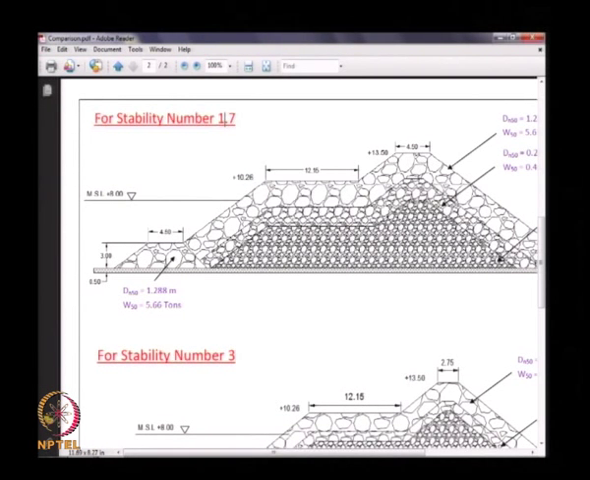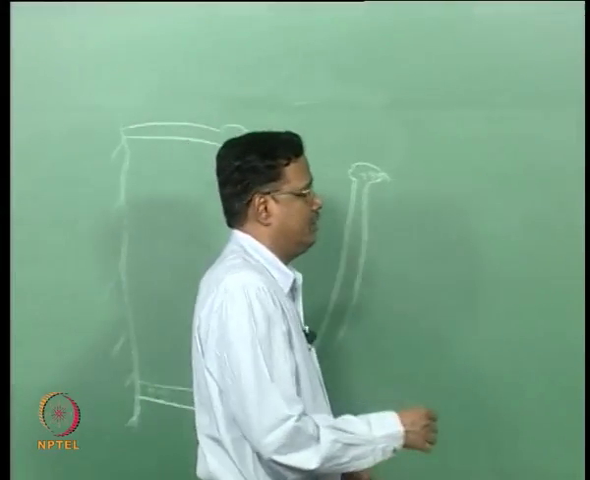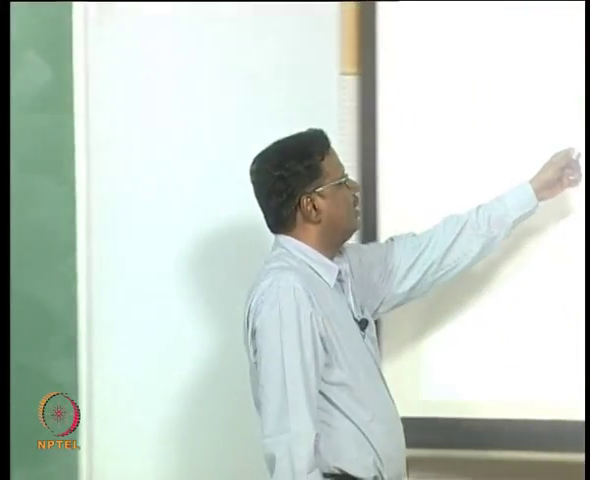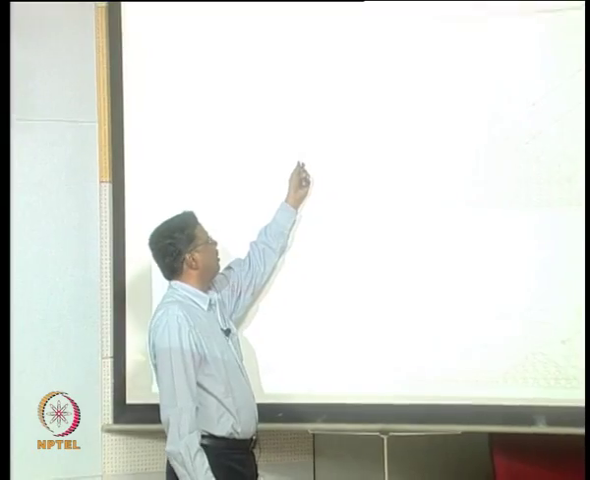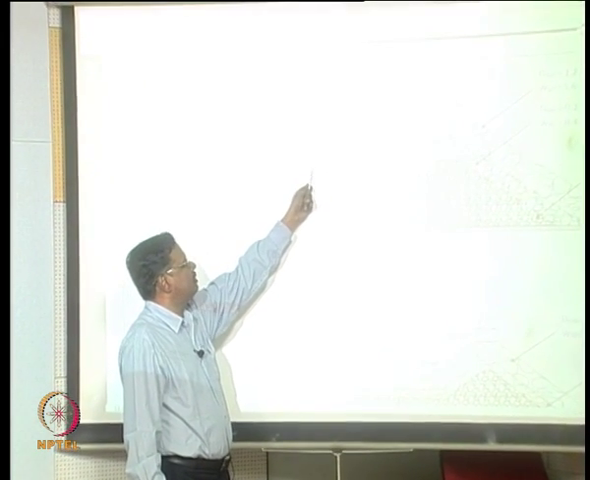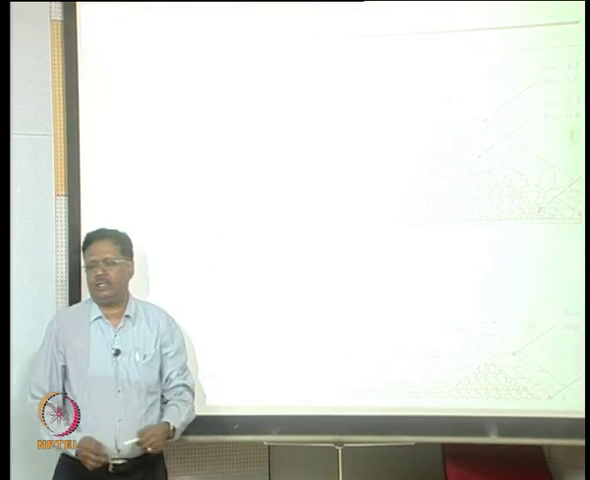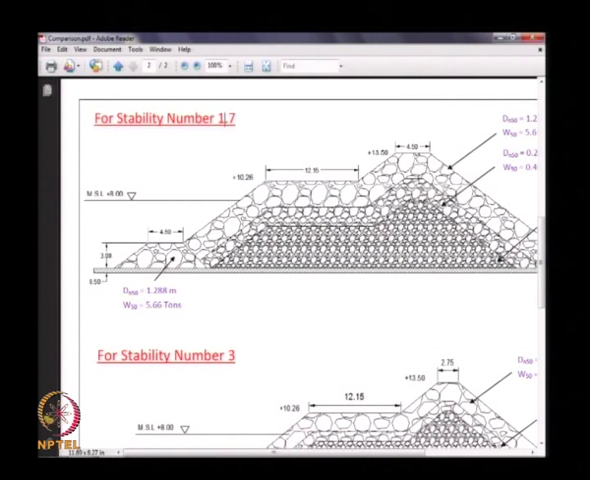This is the top of the secondary armor, what is shown here. This level should be above the water level. As per the drawing it is not above, but this level should be above the water level. That is one of the practical considerations which you have to see.